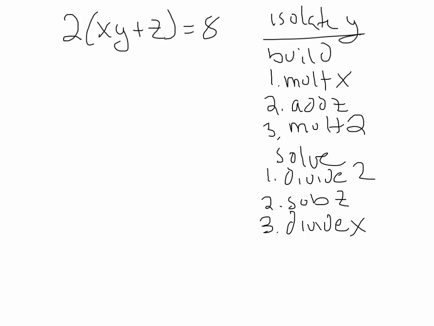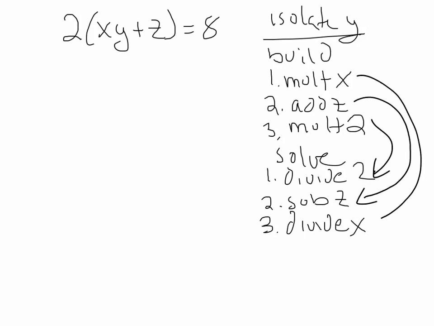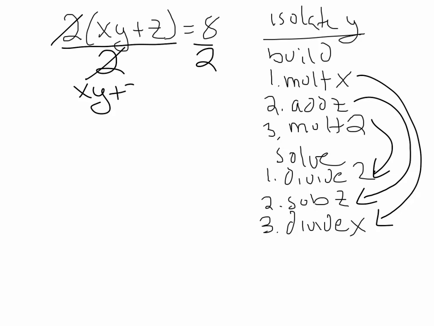So then our steps to solve for y, we're going to start by dividing by 2, then we're going to subtract z, and then we're going to divide by x last. So let's start by dividing the left and the right side by 2. 2's on the left cancel out, so I'm left with xy plus z equals 4. Then I'm going to subtract z and z from both sides.